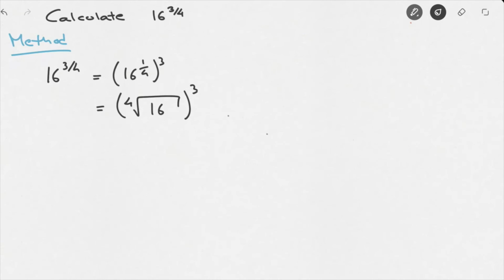And now the fourth root of 16 is equal to 2. Indeed, you can check: 2 times 2 times 2 times 2 is equal to 16. So, this leads us to 2 raised to the power of 3. And 2 raised to the power of 3 is 2 times 2 times 2, which is equal to 8. And that's our final answer. 16 raised to the power of 3 over 4 is equal to 8.